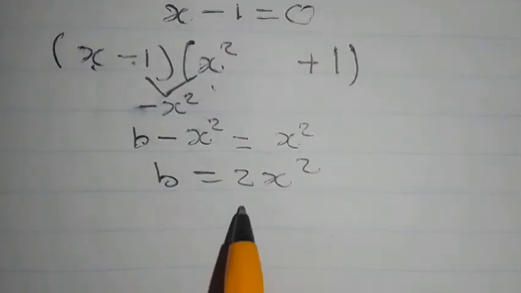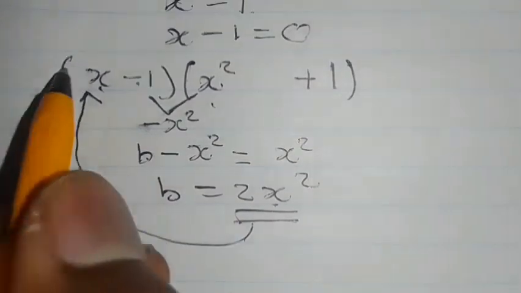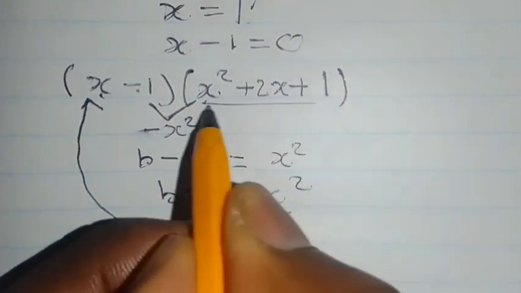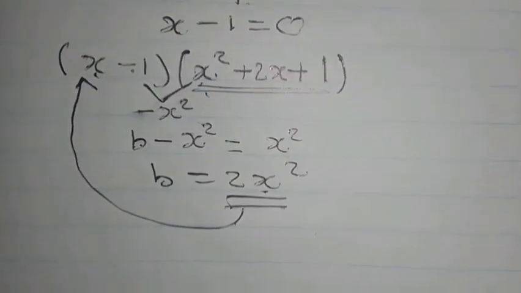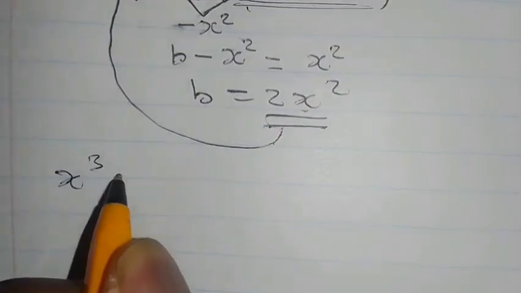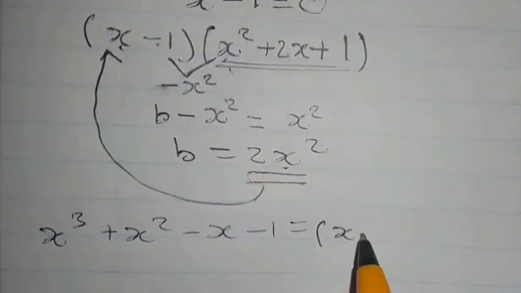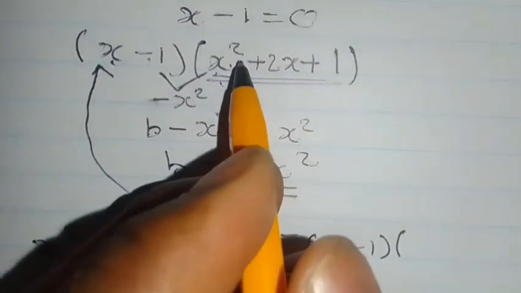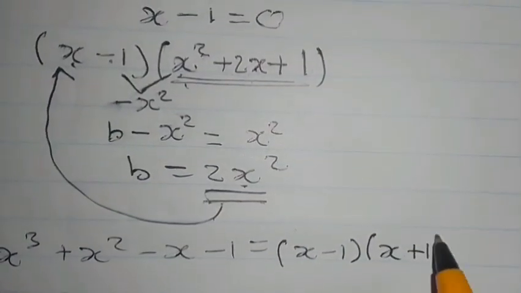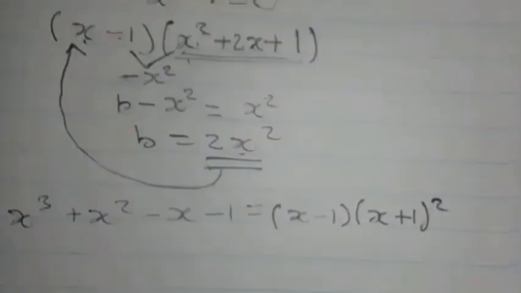So now what you're gonna do is take this term and divide it by this term that's here. So 2x squared divided by x is gonna be what? Positive 2x. And remember I said there's only a maximum of 3 terms, so that means you're done. So when you factorize x cubed plus x squared minus x minus 1, you'll get x minus 1 and x squared plus 2x plus 1. But we can also factorize this because it's a perfect square, so you'll have something like this when you factorize it.